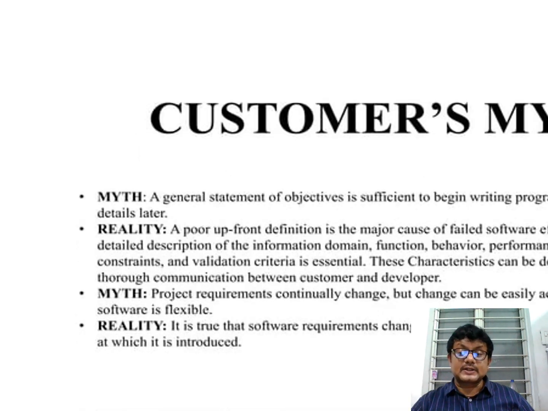Next, customer myths. What is customer myth number one? A general statement of objectives is sufficient to begin writing programs, with details to be filled in later. Reality: a poor upfront definition is the major cause of failed software. An unambiguous description of the information domain, function, behavior, performance, constraints and validation criteria is essential. These characteristics can be achieved through communication between the customer and developer.